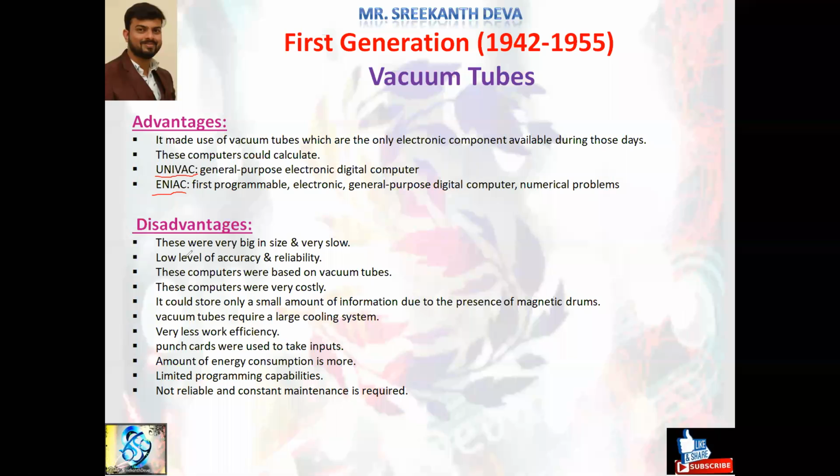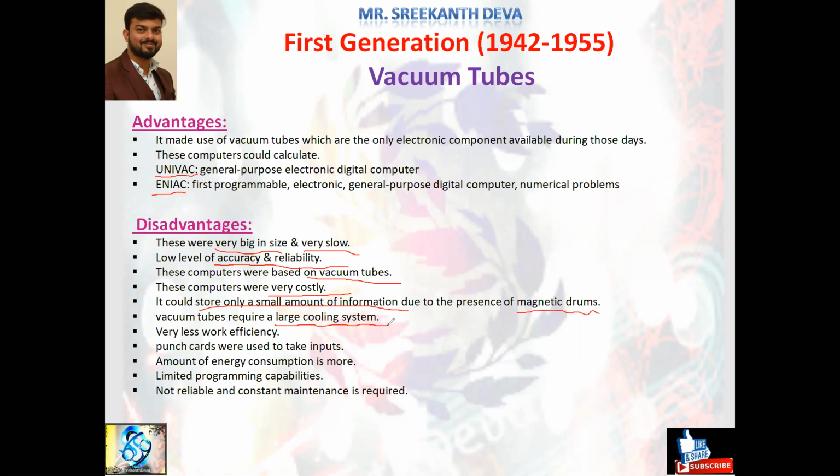Several disadvantages are there. First thing is what? Costly, very big in size, very slow, and accuracy and reliability are at a very low level. These computers were completely based on what? Vacuum tubes, very costly. Okay, and it occupies more space. And they stored data on magnetic drums for storage. Whatever data operations you are doing, the storage is going to be done through what? Magnetic drums. It requires large cooling systems. Why? Because it generates more heat.